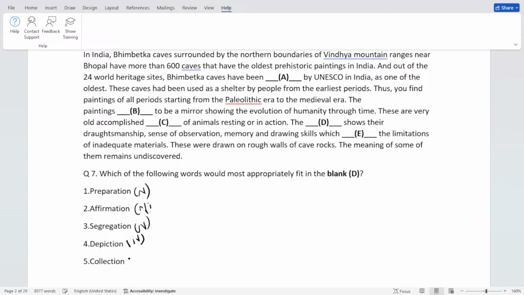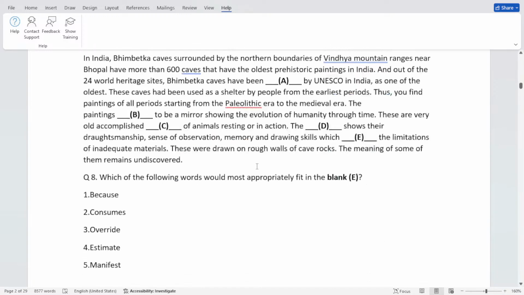Collection is already also a noun, and here something is supposed to be taken, added up to keep it. So then accordingly what will be the expected answer? Please let me know. Deception is the correct answer. So now we will move on to the next question.